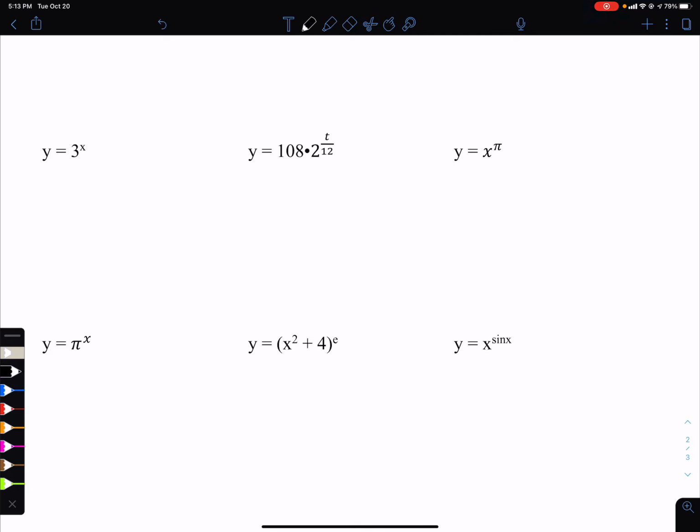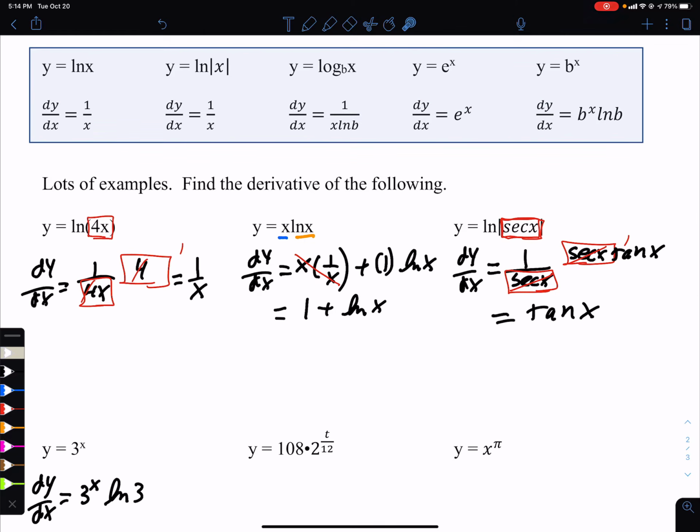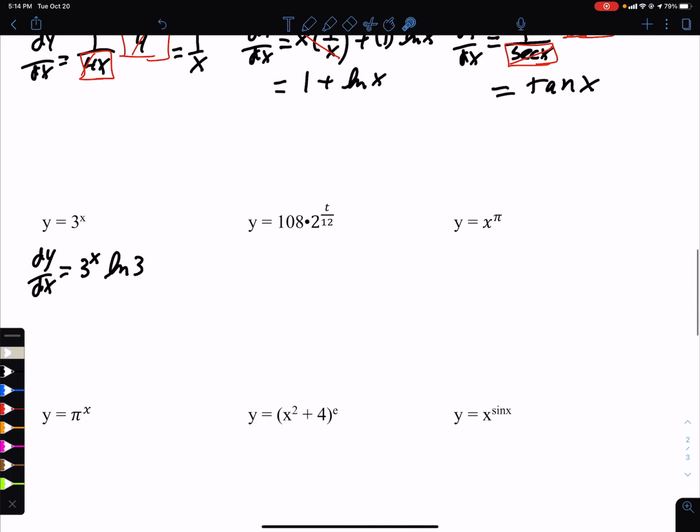All right, this is a straight up new rule, dy dx. I am my own grandpa, but since my base is not e, I need to multiply by ln of the base. There's my answer. That's just that new rule. I am my own grandpa times the ln of the base. How about this one, dy dx?